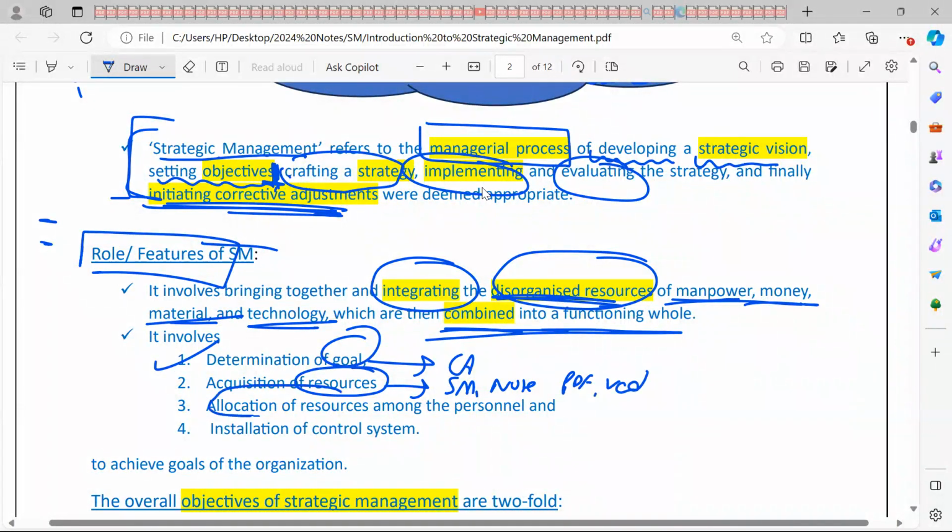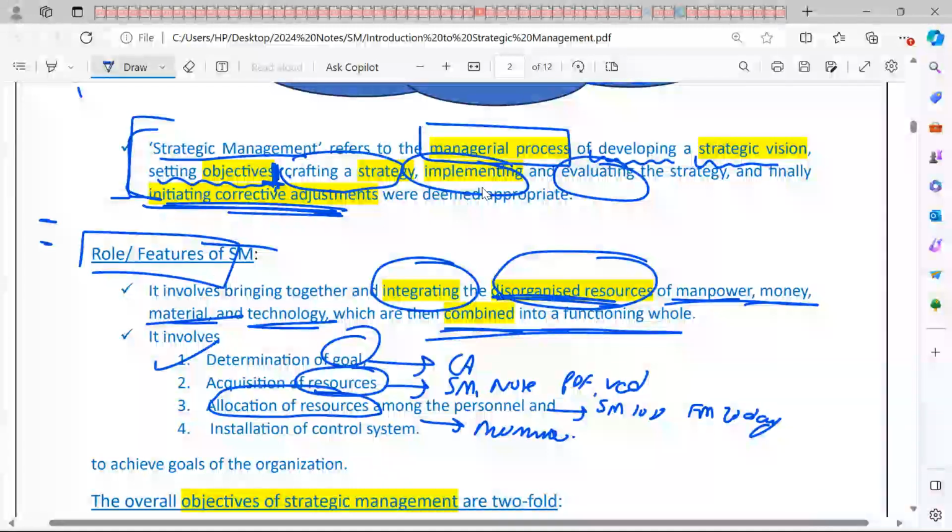Then allocation of the resources. How did you allocate the resources? That I will complete SM in 10 days. I will complete FM in 20 days. This was allocation of the resources. And at last, you told your mamma, please ask me whether I have achieved these goals or not. So these are the roles and features of strategic management.